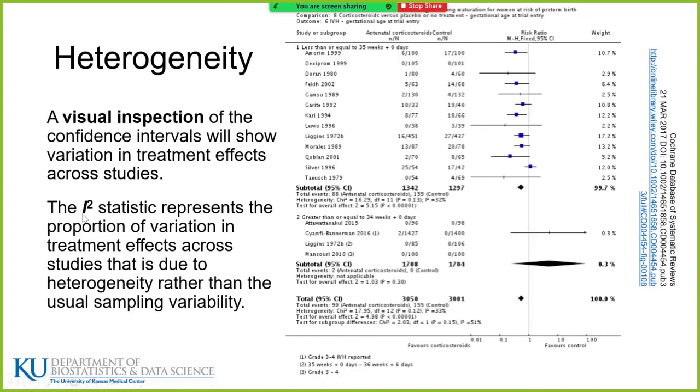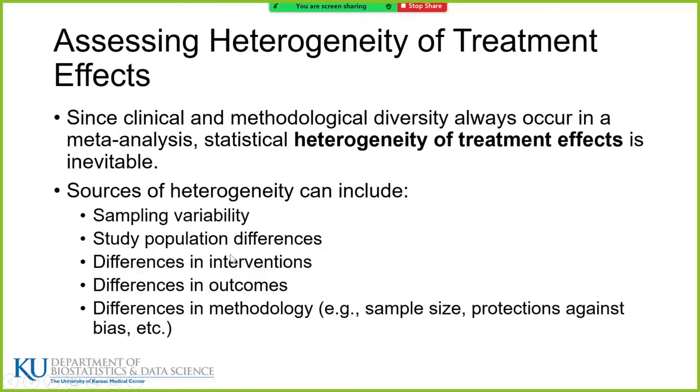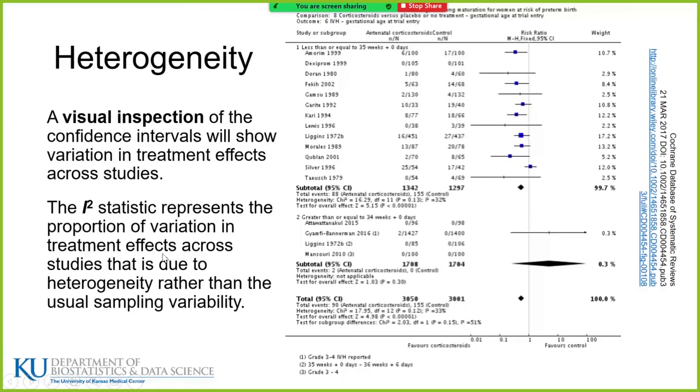If you think about the I-square statistic, it's just a proportion, a percentage. And here you can see the I-square is 32%. What this statistic is telling me is that about 32% of the variation observed in these treatment effects is likely attributed to true heterogeneity, population differences, differences in interventions, differences in outcomes, differences in methodology, as opposed to just the usual sampling variability.